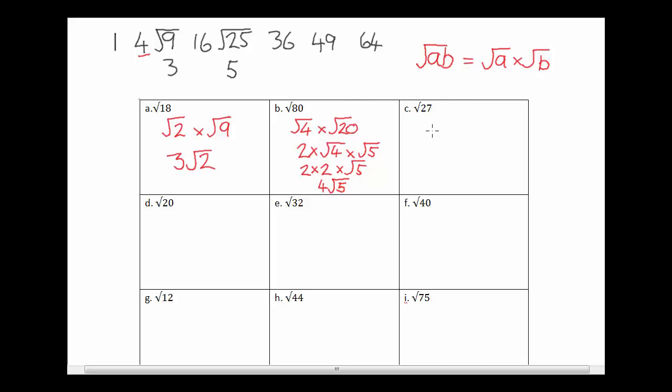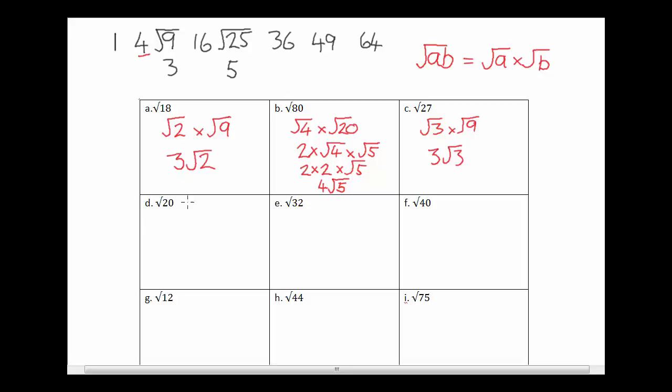Now if we look at 27, what we've got here is, well, 9's a factor if we're using 3 as the other factor. So we can say square root of 3 times the square root of 9. Well, we can't work that one out, but we can certainly say the square root of 9 is 3, so that now gives you 3 root 3.